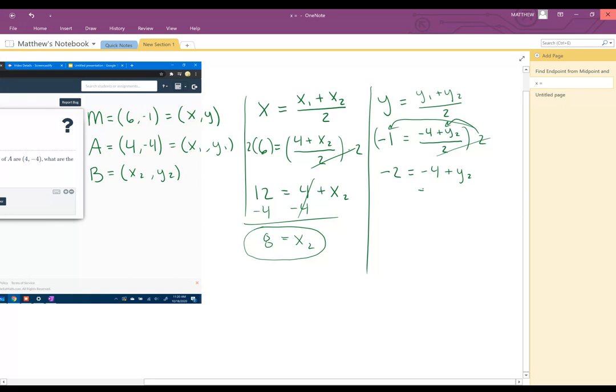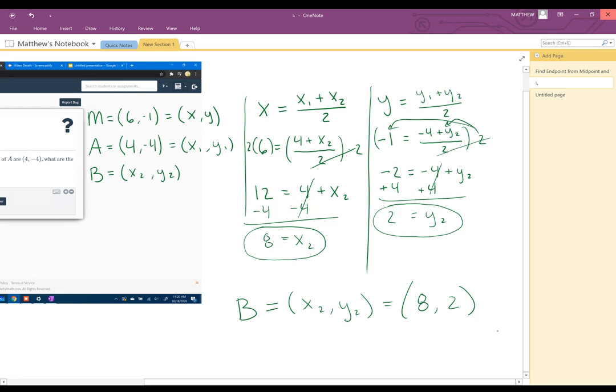Now I can add 4 on both sides, because I want to get y2 by itself. -4 plus 4 is 0. -2 plus 4 is +2. So now I know that y2 is equal to +2. So now my final answer is that the point B, which has coordinates (x2, y2), is equal to (8, 2). And that is my endpoint B.